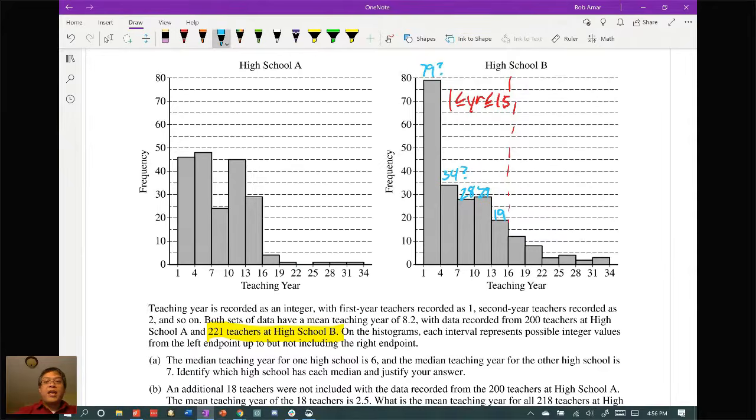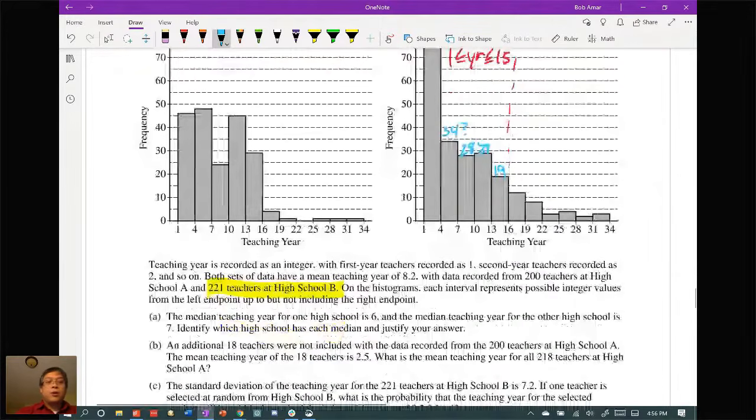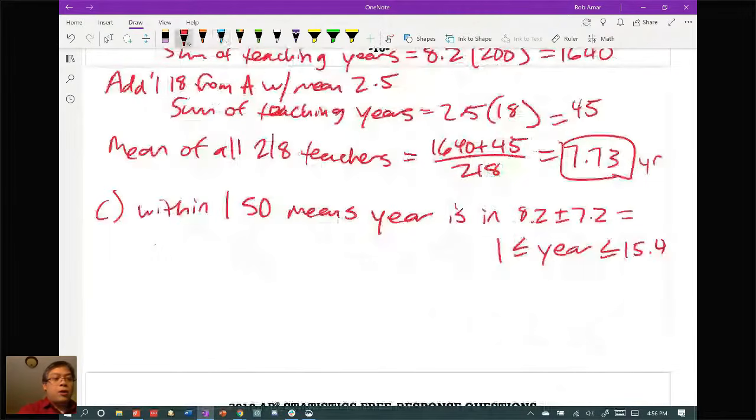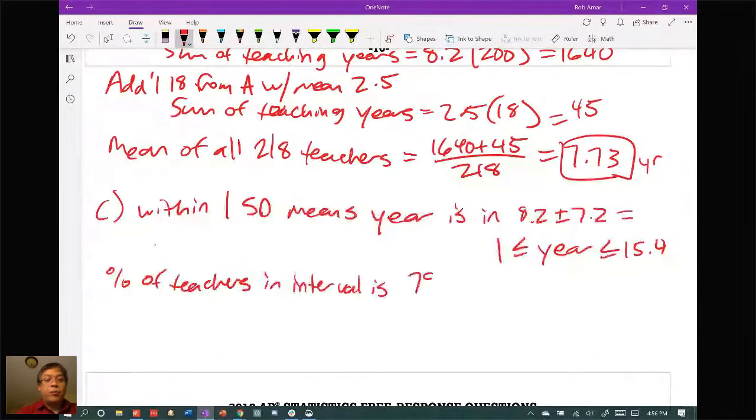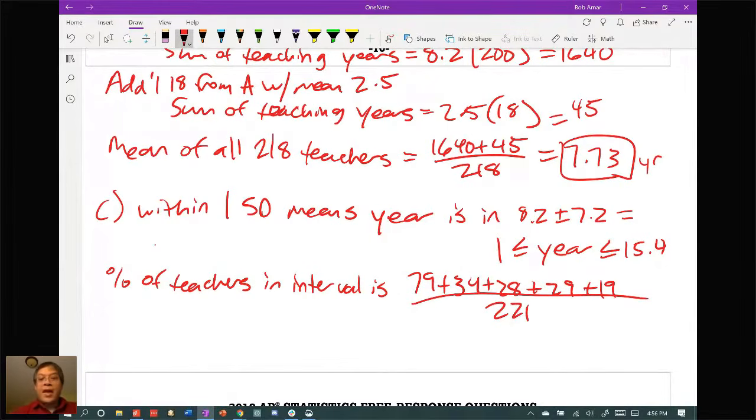Okay, so the percentage of teachers in the interval is 79 plus 34 plus 28 plus 29 plus 19 over the total number that there are, which is 221. That's 189 in the numerator divided by 221. That's about 85.5%.